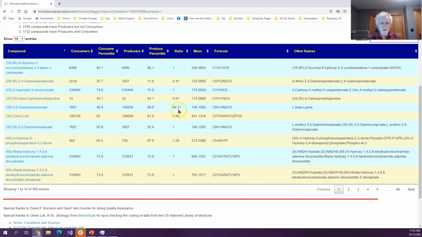And the ratio is the ratio of actual raw count. And then we have a percentile ranking. For example, in this case, we are typical for producing this one, but for consuming it, we have a very high number of that one.